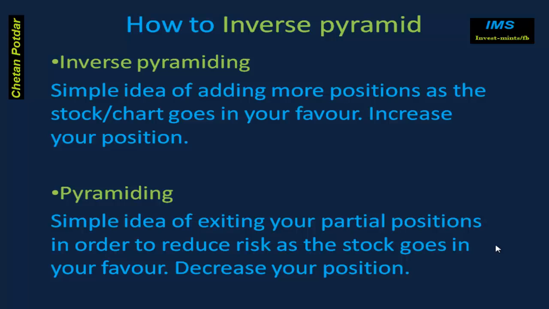First of all, inverse pyramiding simply means the idea of adding more positions to your stock when the chart goes in your favor, which basically means that you are increasing your position. To contrast that, let's understand what pyramiding means. Pyramiding is a simple idea where you start exiting your positions in order to reduce your risk as the stock starts going in your favor. So, the difference is that in inverse pyramiding, as the stock starts going in your direction, which means if you are long and the stock starts going up, you keep on adding to the positions. And pyramiding simply means that as the stock starts going in your direction, you start reducing. The reason why you do pyramiding is basically to reduce your risk.